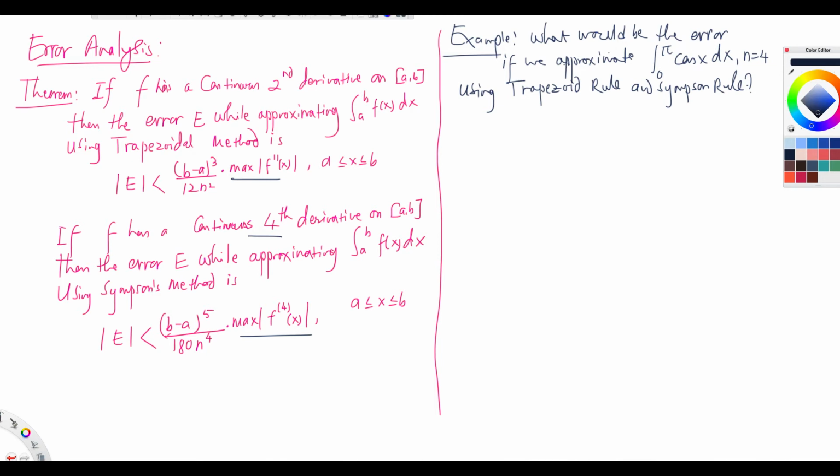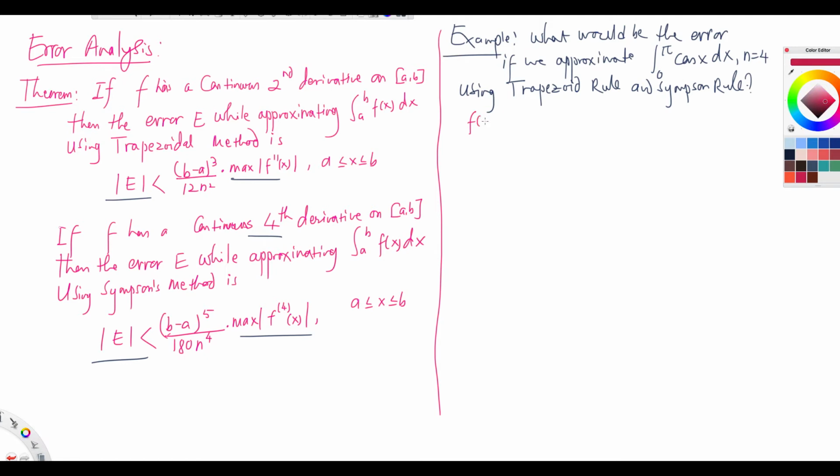What would be the maximum error if we approximate this integral? Because it says the error is less than, so the error you find using that will be the maximum error. So what would be the error if we approximate this integral with n equals 4 using the trapezoid rule and Simpson's rule? Let me write down first what f of x is.